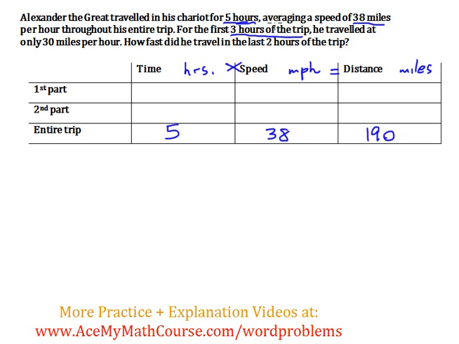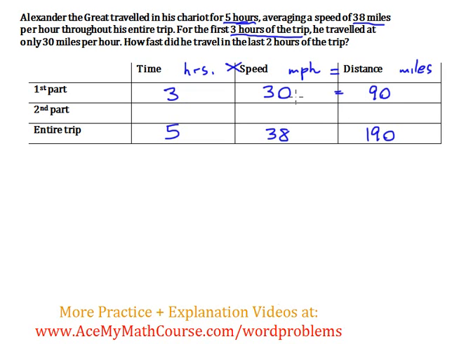Great. So now, for the first 3 hours of the trip, so the first part, 3 hours, he traveled only at 30 miles an hour. So how can we get the distance of the first portion of the trip? 3 times 30. 3 hours, 30 miles an hour, just 90 miles in total.